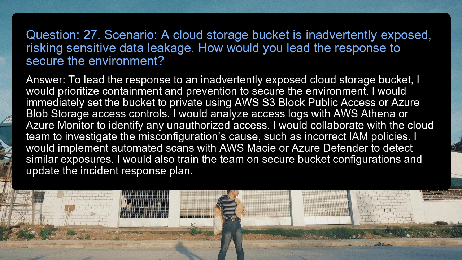I would immediately set the bucket to private using AWS S3 block public access or Azure Blob storage access controls. I would analyze access logs with AWS Athena or Azure Monitor to identify any unauthorized access. I would collaborate with the cloud team to investigate the misconfiguration's cause, such as incorrect IAM policies. I would implement automated scans with AWS Macie or Azure Defender to detect similar exposures. I would also train the team on secure bucket configurations and update the incident response plan.